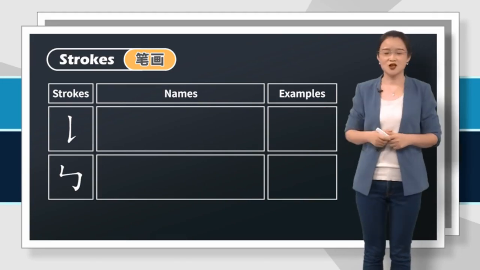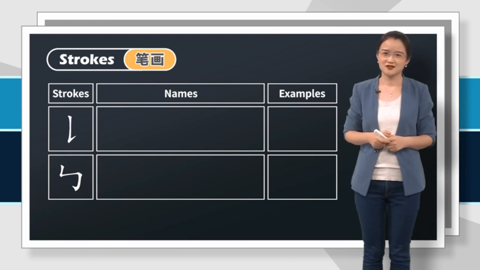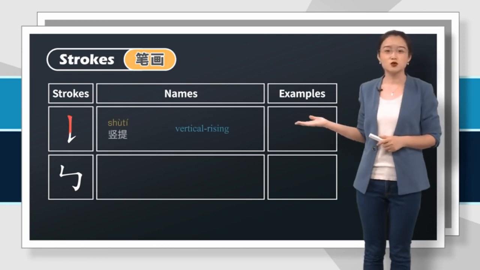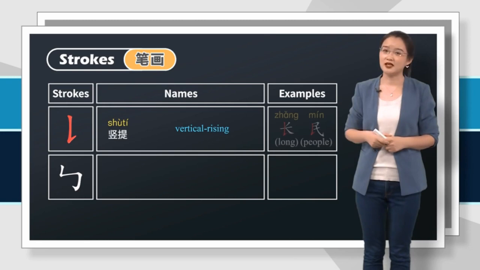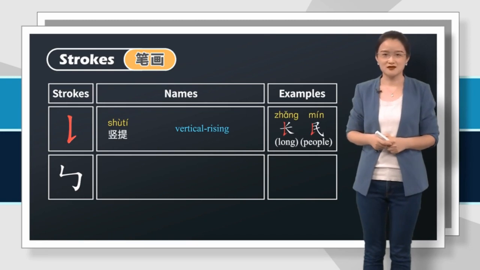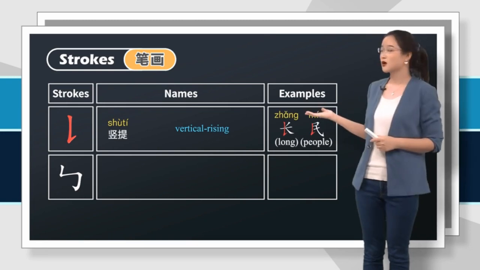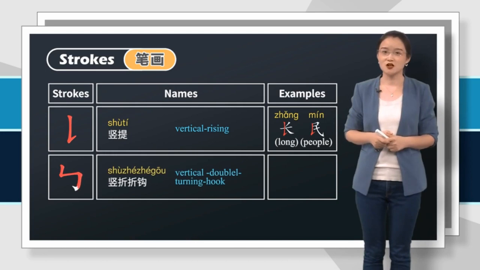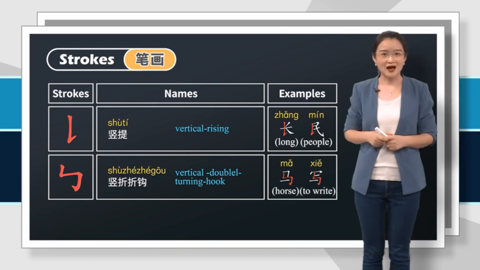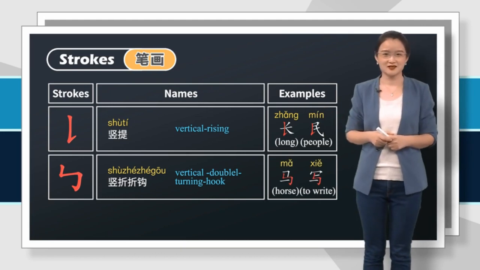Here are 2 basic strokes of Chinese characters. The first one is 竖提. We can find it in 长 and min. The other stroke is 竖折折钩. In what characters you can find this stroke? Yes, 马 and 写 have it.